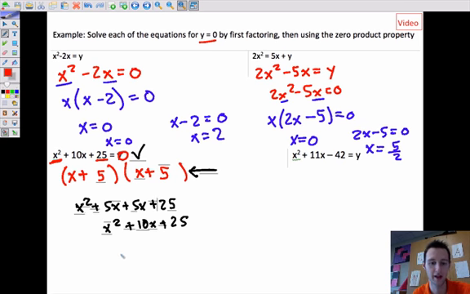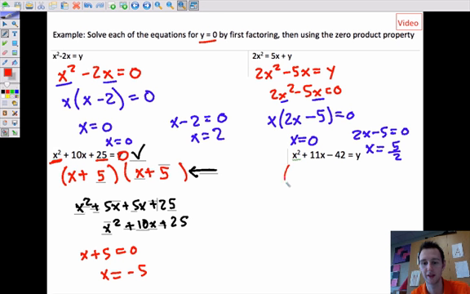Now I'm going to come down here and use the zero product property to solve it. So x plus 5 equals 0, and our other factor is also x plus 5, so I don't need to write that again. In order for this to be 0, x has to be negative 5. And that's all you have to do.